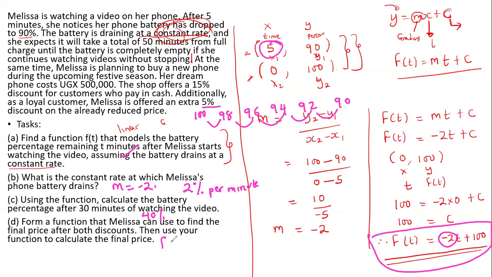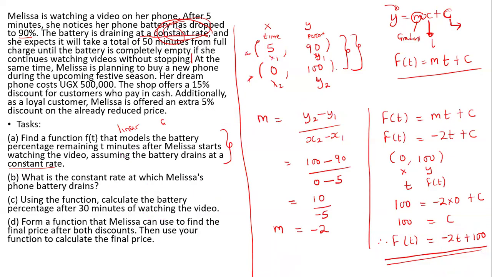40%, dear members. Those who have not gotten it, you just say f of 30 will equal negative 2 times 30, plus 100. So this will be negative 60 plus 100, and we shall have remained with 40%. From there, we are going to continue and come to the last part, part D.